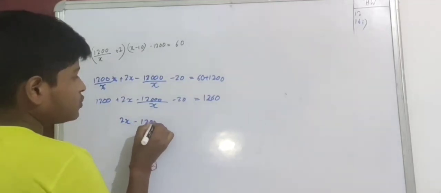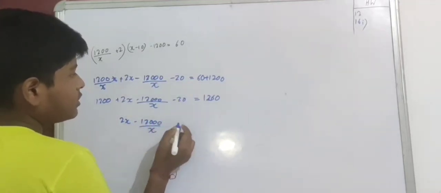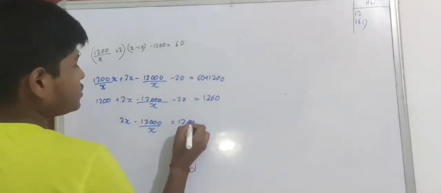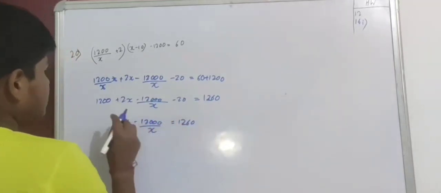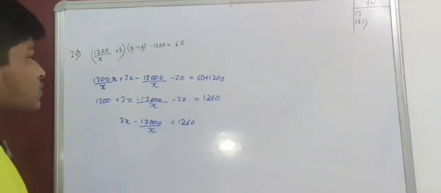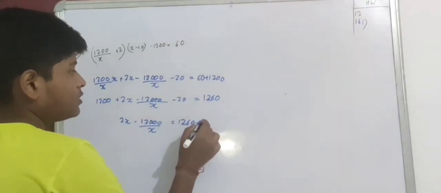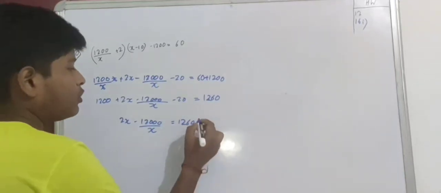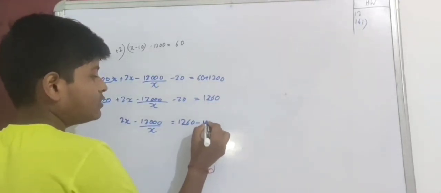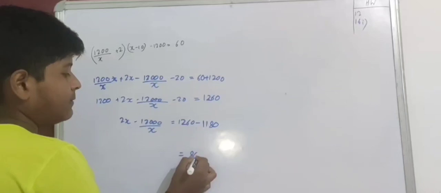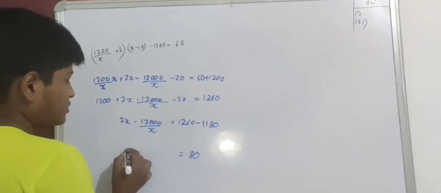So now we have 2x minus 12000 by x. Now sending 1200 minus 22, that side we have 1260 minus 1200 plus 20, because sign will be reversed, plus will become minus and minus will become plus. So we have minus 1200 and plus 20, directly solving we get 1180 as negative, and we have then 80.